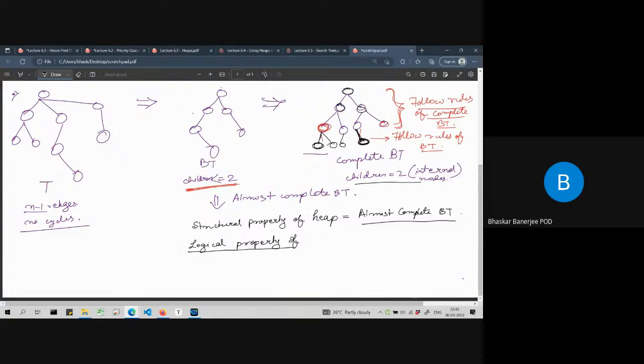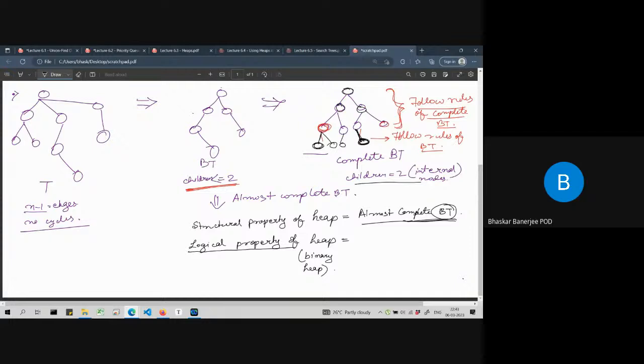So what is that? The logical property of heaps states there can be two kinds of heap. One can be min heap, another can be max heap. A heap is also called a binary heap. I said that Fibonacci heap is another kind of heap, but we would not discuss that. So in many places you can see the term binary heap. It's just a simple heap, because you now know that a heap is an almost complete binary tree. Since it is an almost complete binary tree, heaps are also called binary heaps. So they are the same thing.